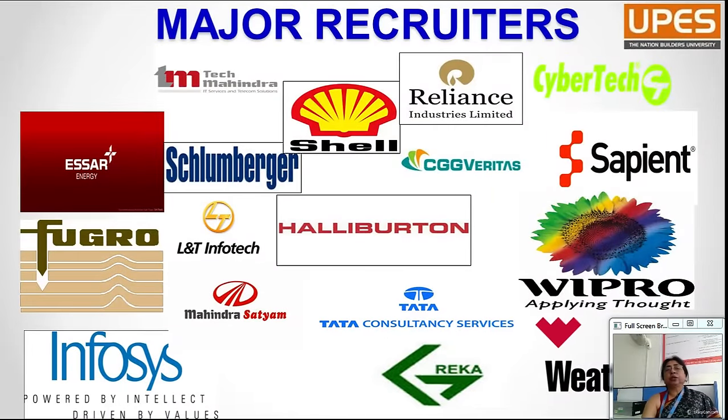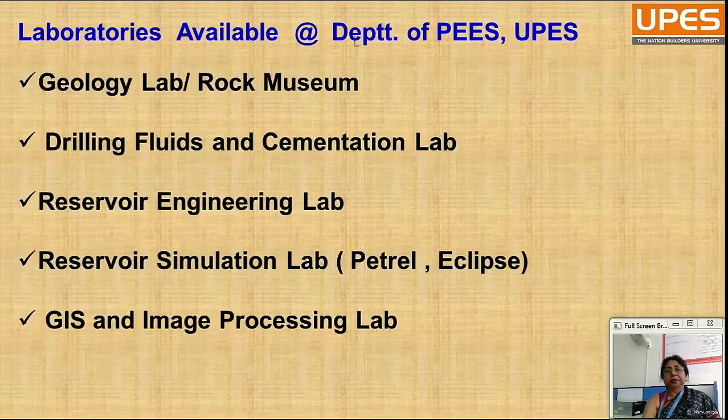So I just wanted to say, major recruiters, you name any company, it is there for you. You name Cybertech, Reliance, Sambajar, Wipro, Weatherford, Infosys, Halliburton, Mahindra and Satyam. Any company you name, it is there to give you the opportunity. But you have to do well in the interview and during their courses.